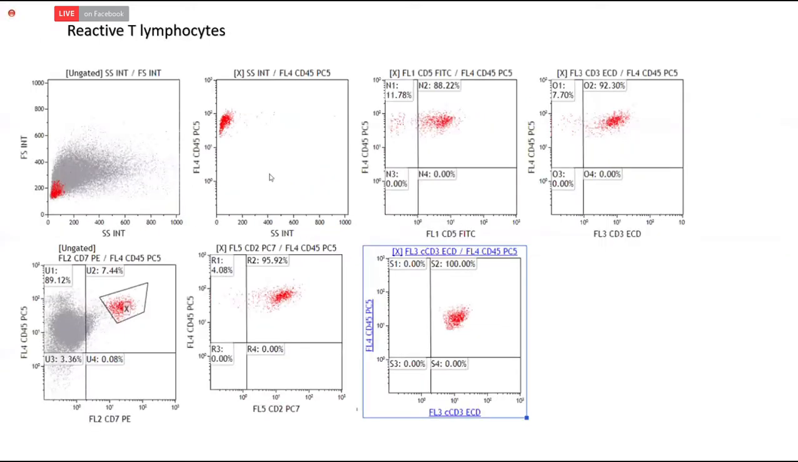Similarly, again, lymphocytes are gated, and these are T cells, and there are variable T cells, and all of these pan T cell markers, for example, CD5, cytoplasmic CD3, CD2, CD7, they're all expressing the same intensity of expression of these antigens. There is no loss, and there is no dimness or heightened expression in these lymphocytic populations. So these are reactive T lymphocytes.